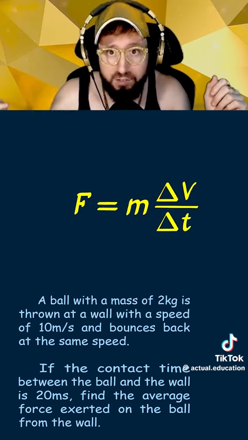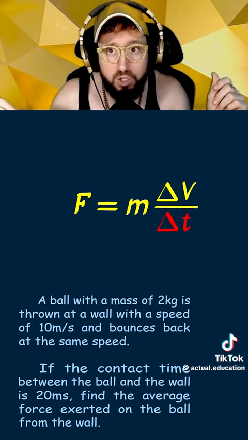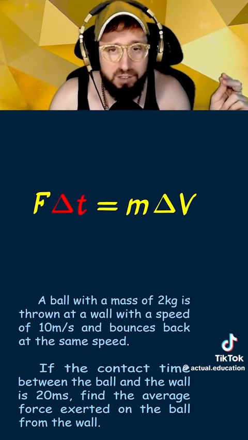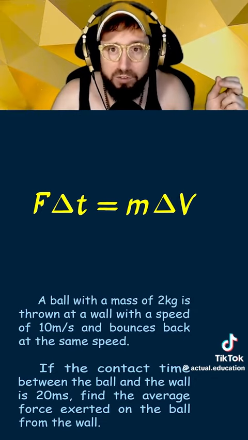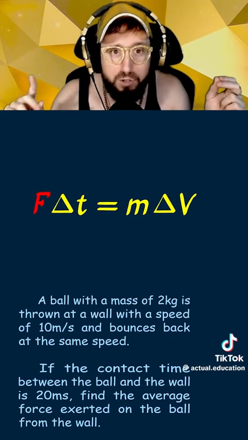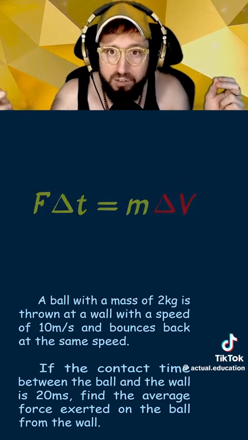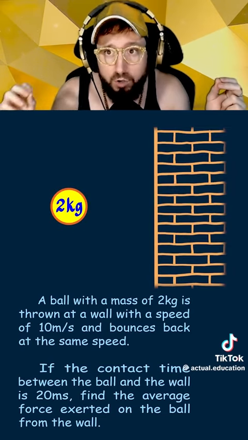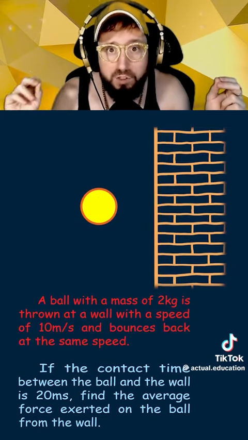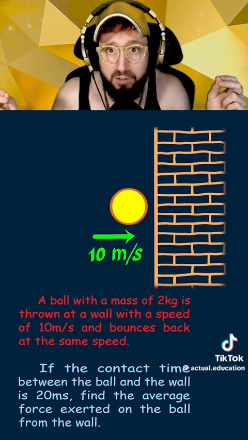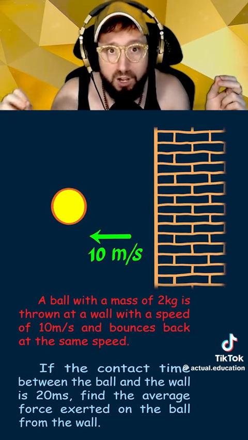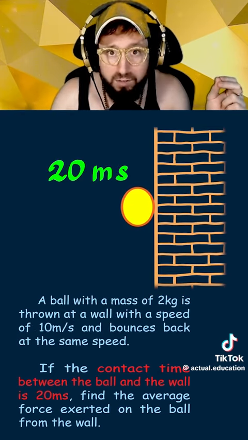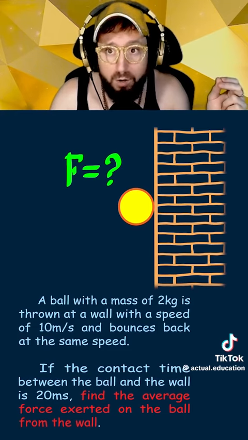Here we rewrite the acceleration as the change in velocity over the change in time, and just move the delta t to the other side. The cool thing about impulse is it allows us to calculate the average force applied to an object in order to change its velocity, such as in this question, where a 2-kilogram ball is thrown at a wall with a speed of 10 meters per second and bounces back at the same speed after being in contact with the wall for 20 milliseconds. Find the average force exerted on the ball from the wall.